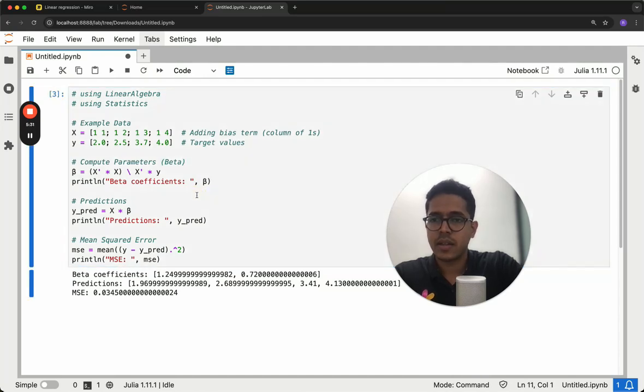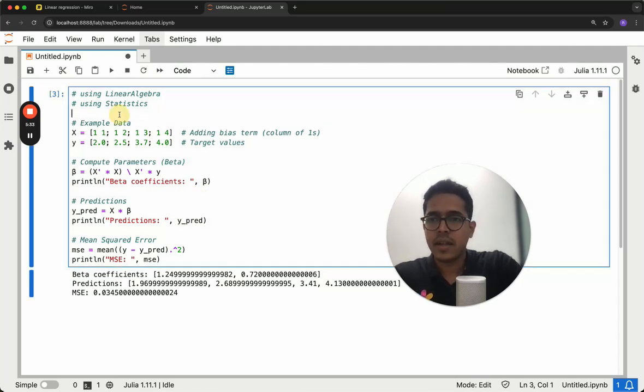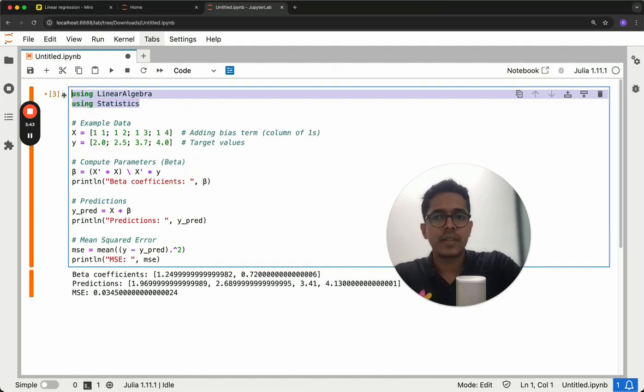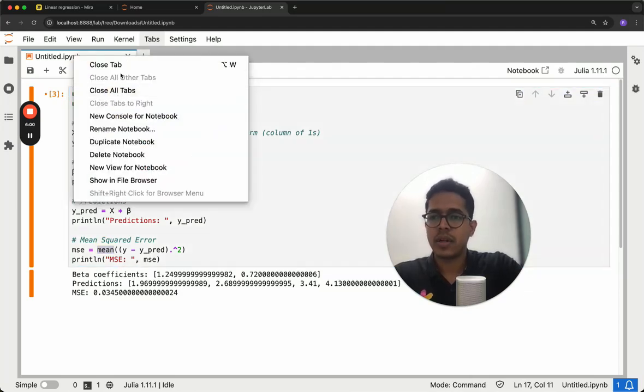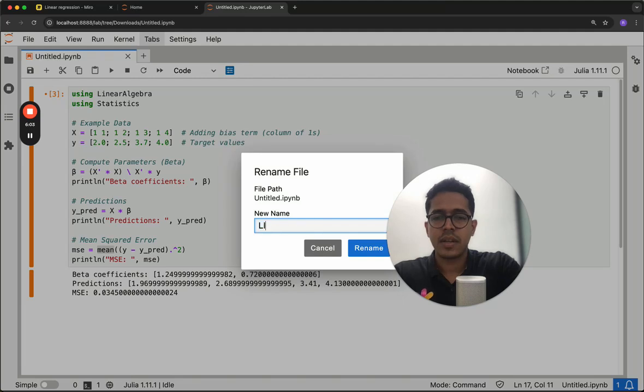Let's see. Oh, because I have already, I guess, loaded this before. I think when you are running for the first time, most likely this will be needed, because if I remember correctly, to run this operator, you might need this package. I'm not fully sure. Then Statistics for mean. In any case, let's just rename this notebook as linear algebra.